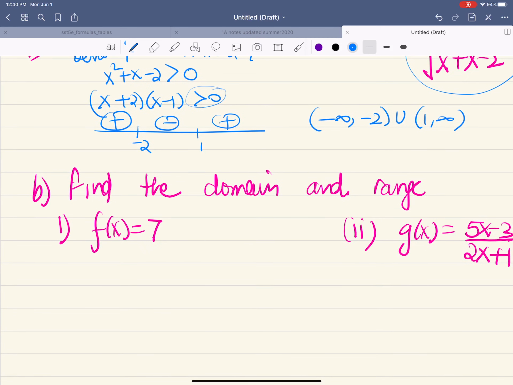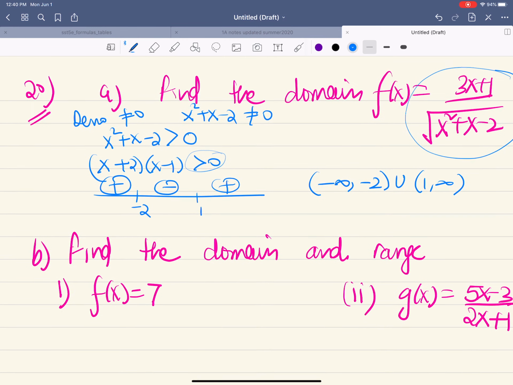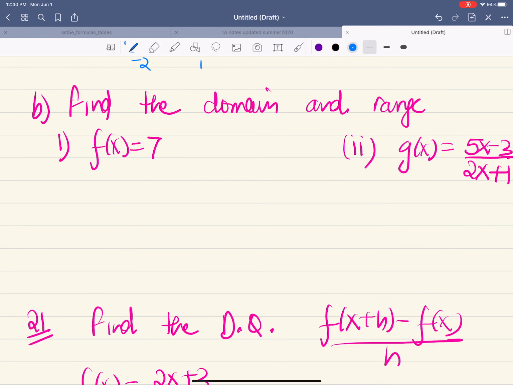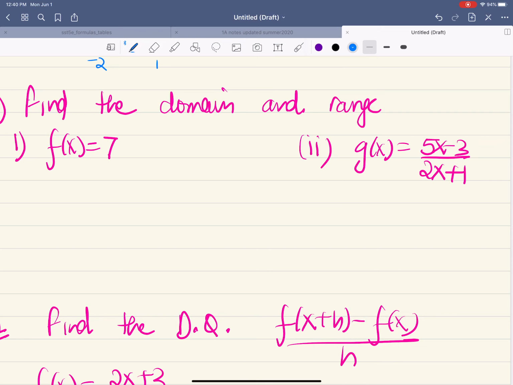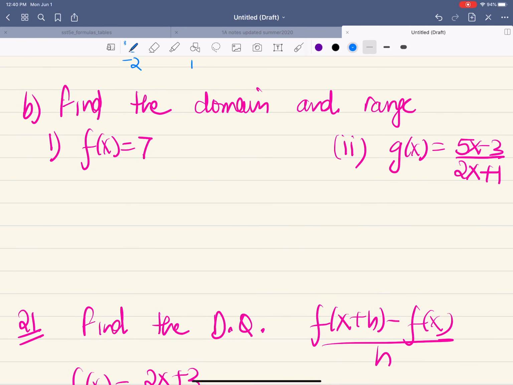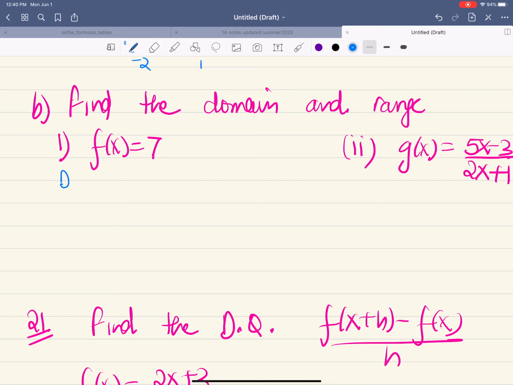Next problem is to find the domain and range, this is number 20, part B. To find the domain and range of these functions, well, f of x is equal to 7. What's the domain here? The domain in interval notation is all real numbers. The range is y such that y equals 7, because this function is not increasing or decreasing. It's a constant function. If you graph y equal to 7, f of x is the same thing as y, and that's how your graph is going to look.